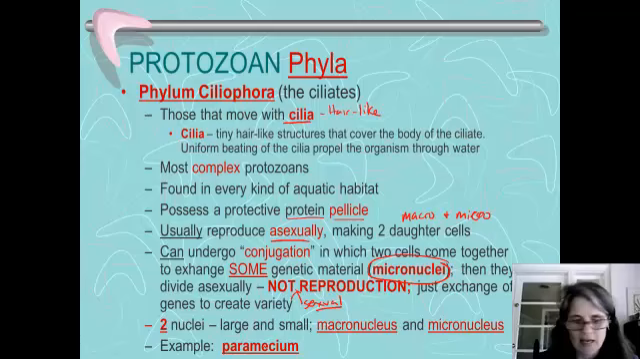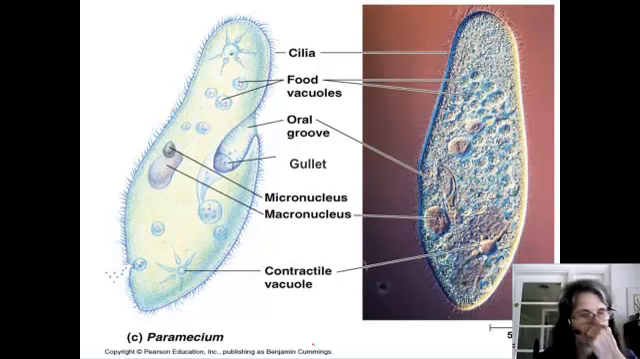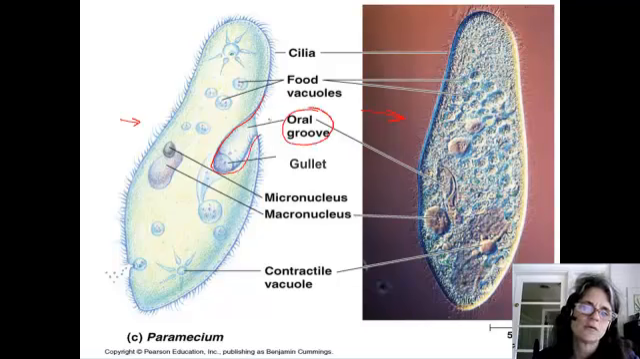So your big example would be a paramecium. We'll do a lab with paramecium later on. If you were looking at a paramecium, this is obviously the electron micrograph or a light microscope view of one. This is showing you a diagram form. This is showing right here its mouth-like structure. This is called the oral groove.